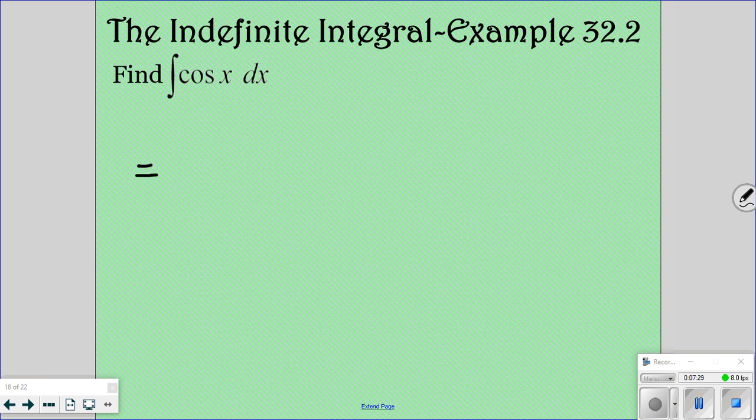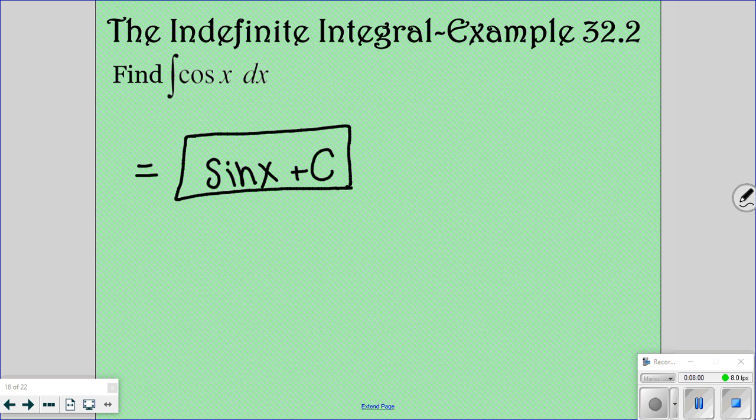So we know that the derivatives of sine and cosine are closely related to each other. So I'm just going to pick sine. What is the derivative of sine? The derivative of sine is cosine, which is what I have right here. So the integration of cosine goes to sine, and then we put our plus c, and that is our answer.